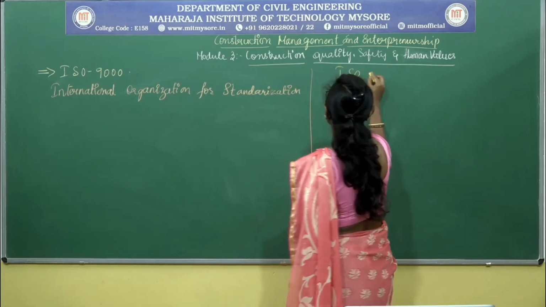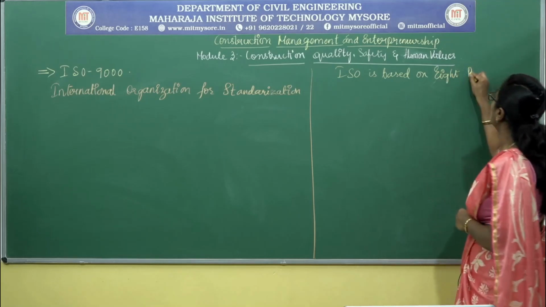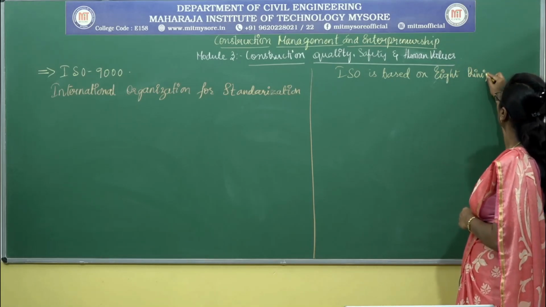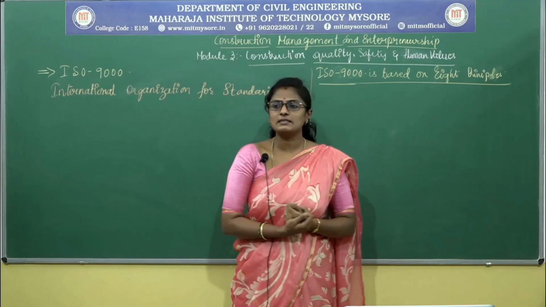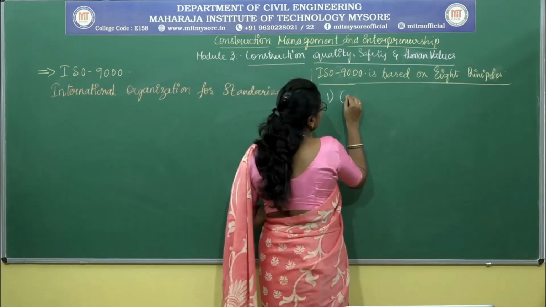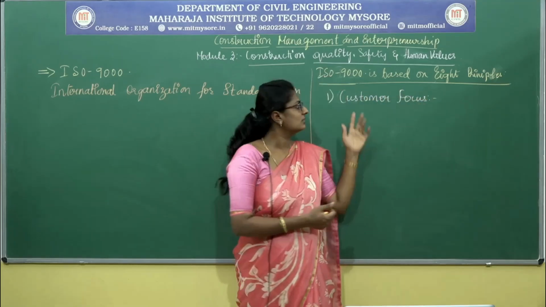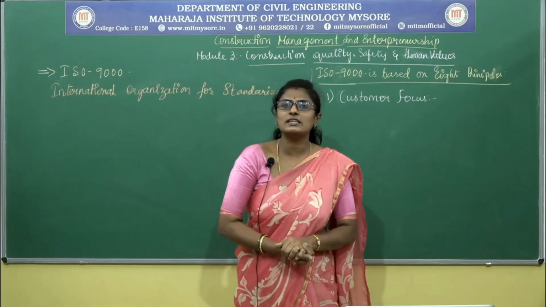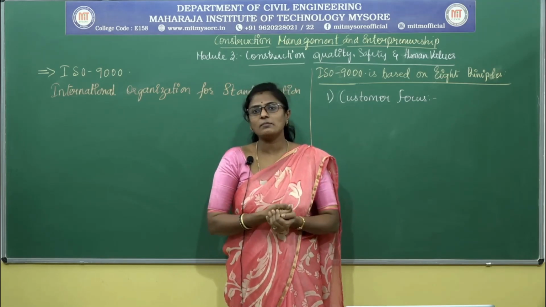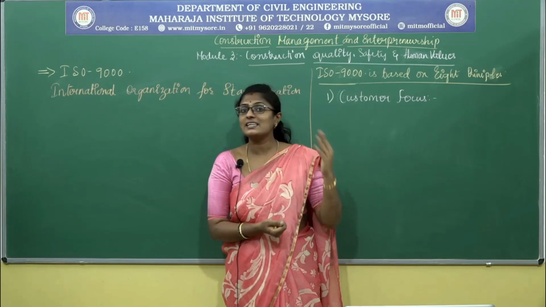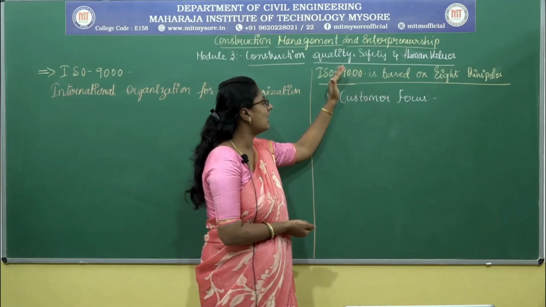So here ISO is based on 8 principles. So the ISO 9000 series is based on the 8 principles. So they are customer focus. Here the first principle of ISO 9000 is to understand the customer's needs, to meet the customer's requirement and even try to exceed the customer's expectation. So this is the first principle involved in ISO 9000.